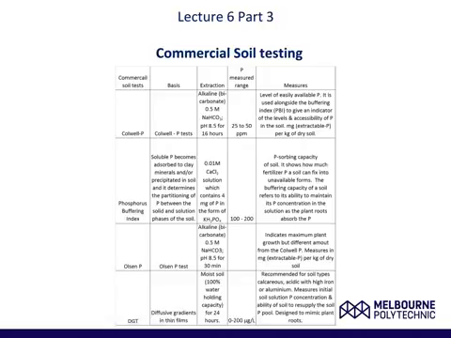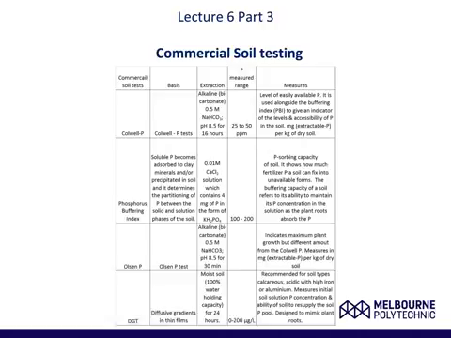The tests that I have compared are Colwell P, Olsen P, Phosphorus Buffering Index, and diffusion gradients in thin films, called the DGT test. Each of these tests has a different requirement or measurement, and with that an associated measured range. Sometimes this range may be in parts per million, other times it may be as a unit.